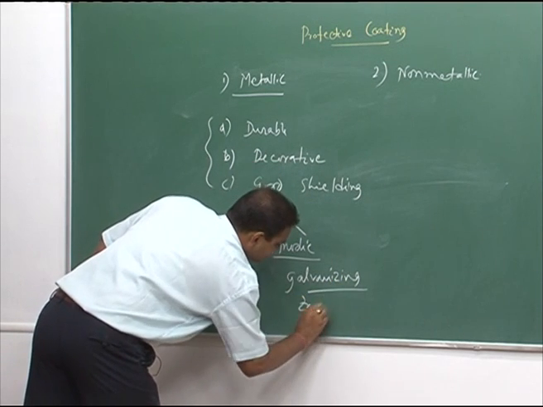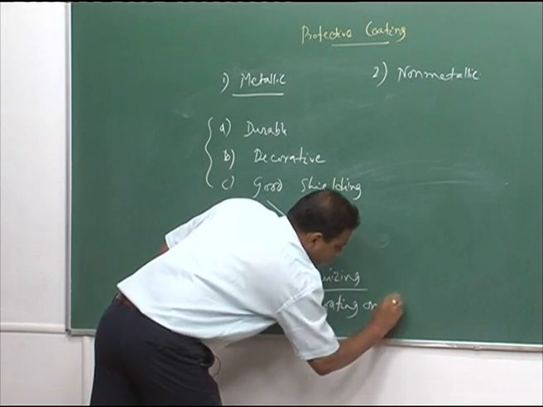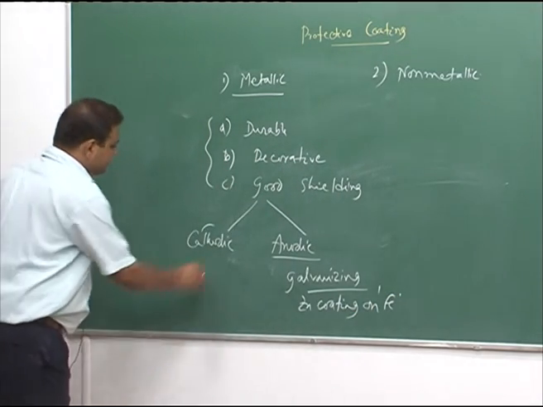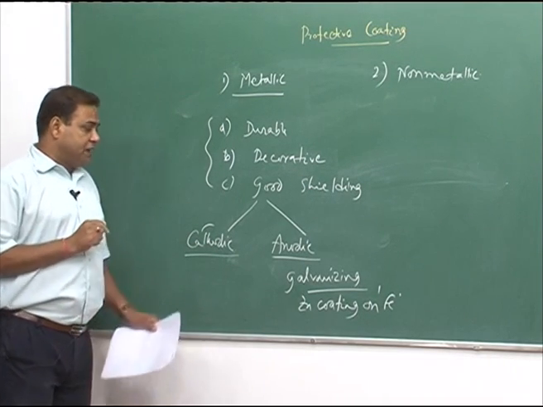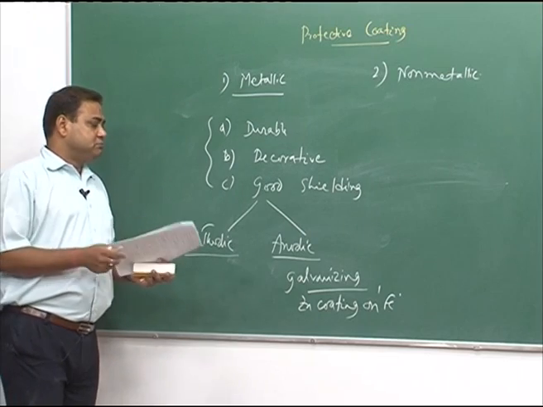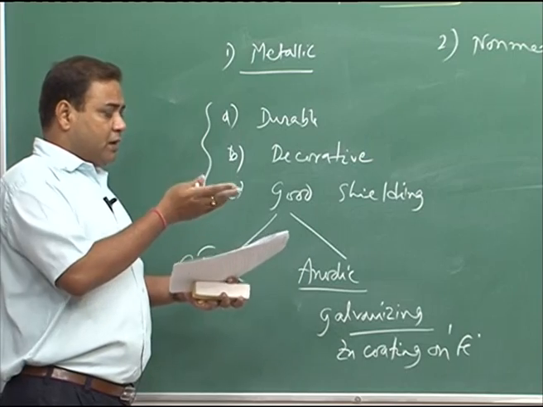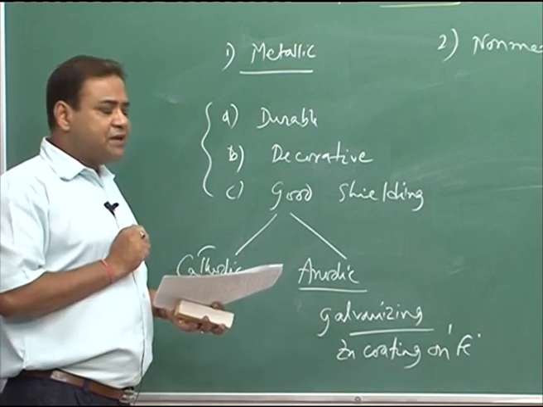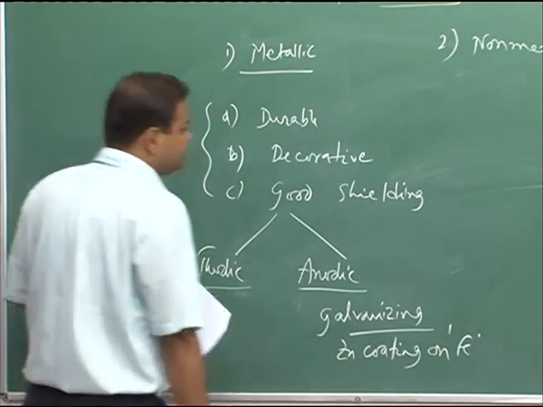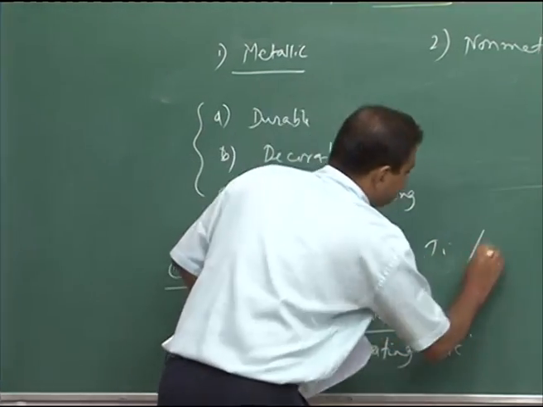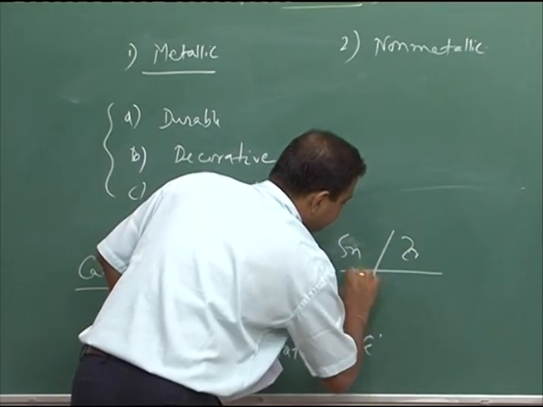Galvanizing means zinc coating on an iron surface, and that is cathodic. One particular example we have seen while we discussed the effect of different areas, the unfavorable area, on the corrosion of the base metal. At that time, we discussed tin coating as well as zinc coating, that means Sn coating and zinc coating on a metal iron surface.